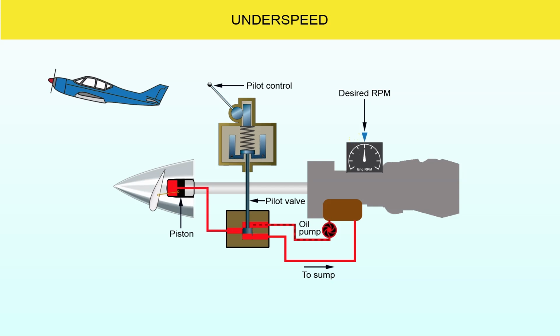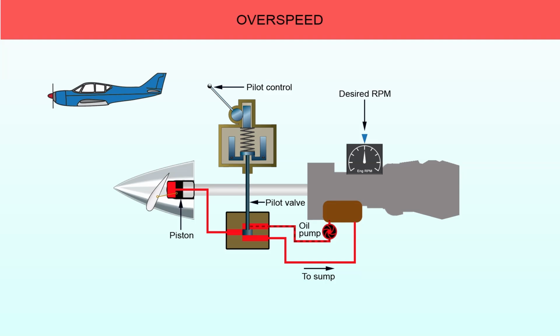This typically happens when the nose of the aircraft is raised or the blades are moved to a higher blade angle. This increases the load on the engine and the propeller tries to slow down, but the governor senses this drop and responds by lowering blade pitch to maintain a steady RPM.